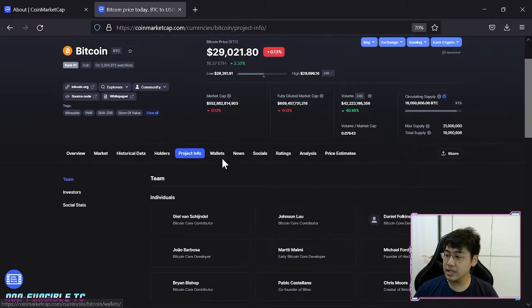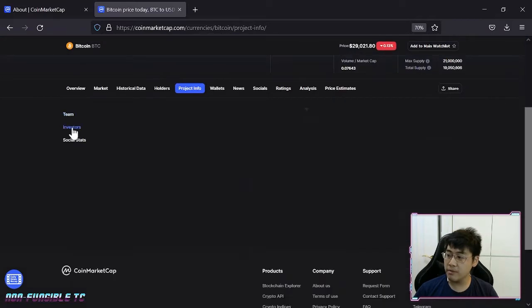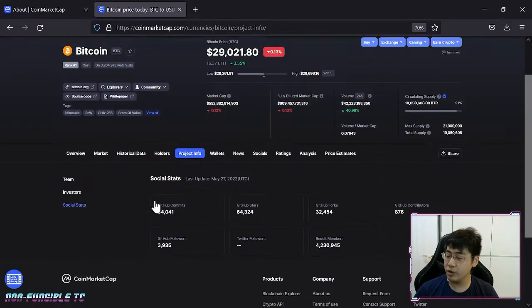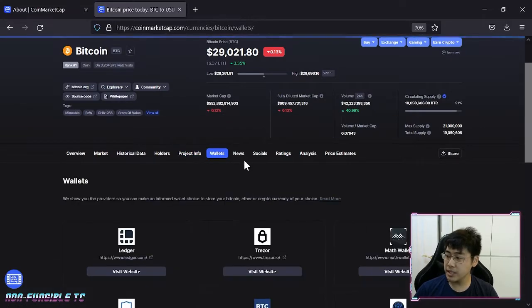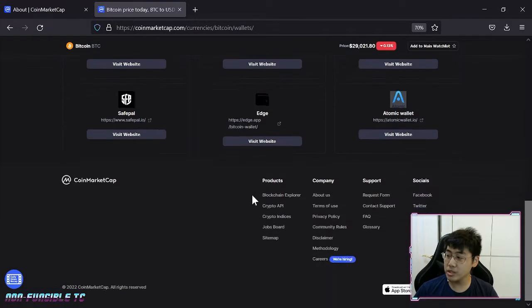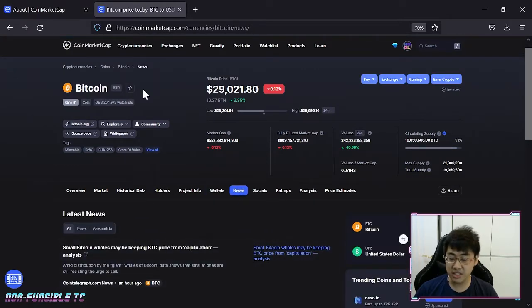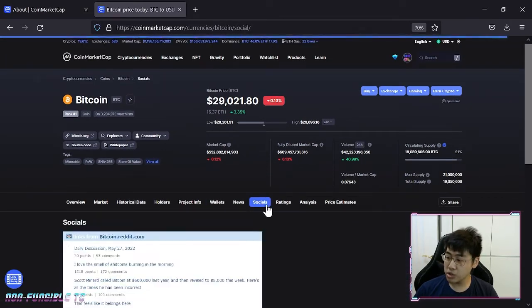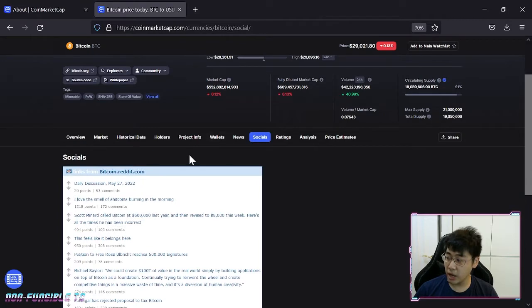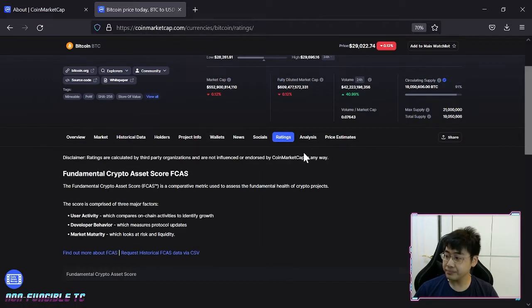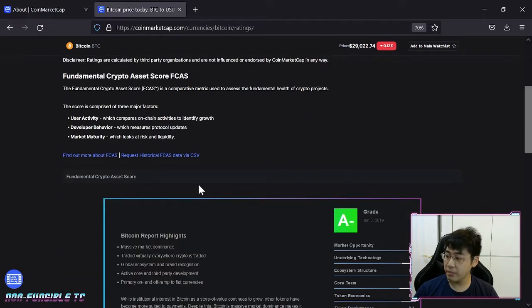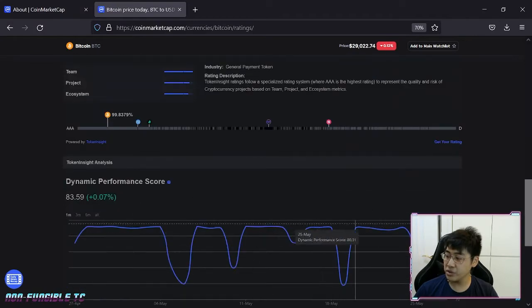And project info is basically similar, like the team, investors, the social stats of the Bitcoin. Wallets is basically the type of wallet that actually supports this cryptocurrency. News are like the latest news related to this specific cryptocurrency. Social, which is a social media of Bitcoin. Ratings. So this is different type of asset score, people giving professional ratings.